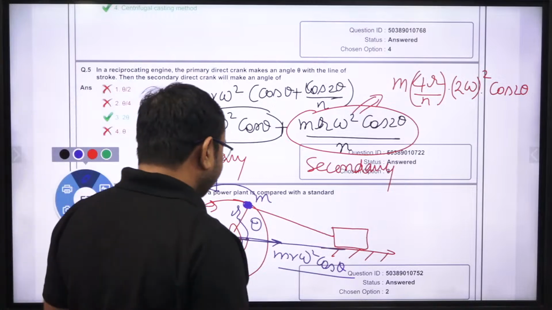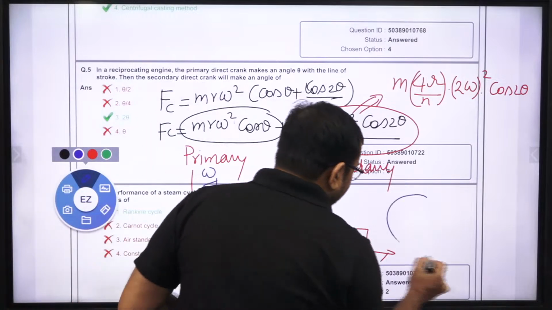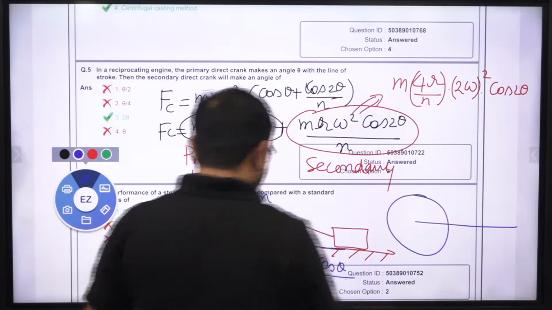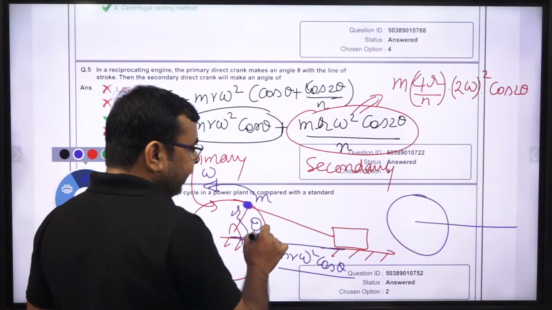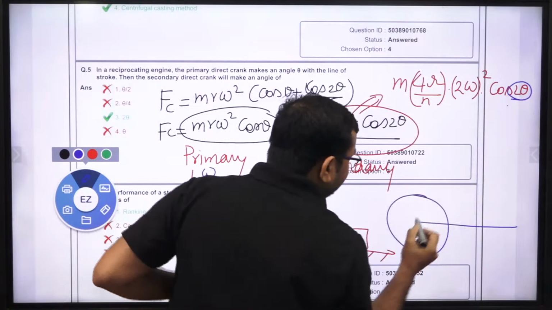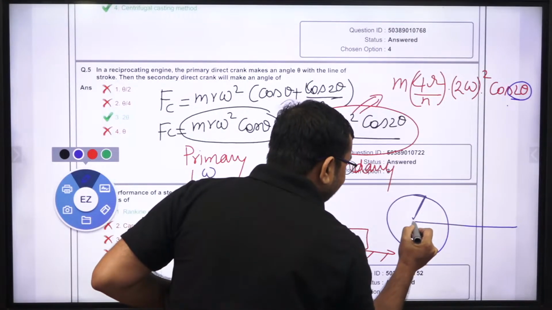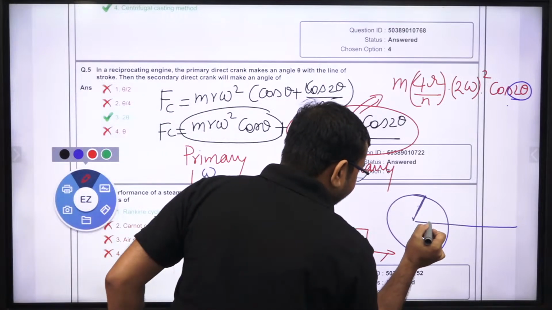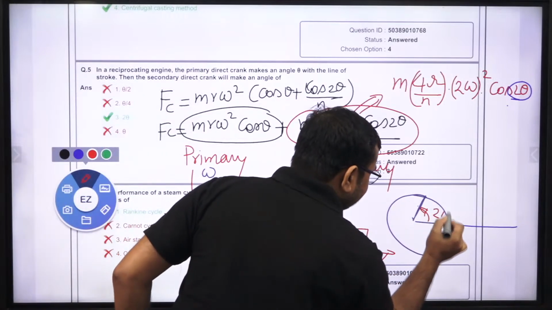Similarly, in a similar way, can I represent the secondary force? This force is situated somewhere at an angle theta, and the secondary force is situated at an angle 2 theta. So can I say this point lies somewhere here, at an angle 2 theta, yes or no?